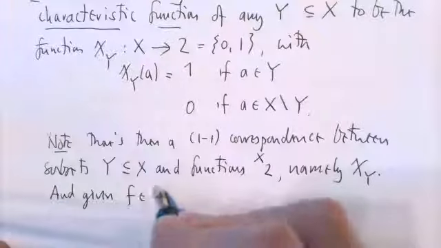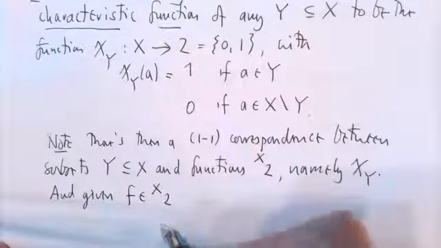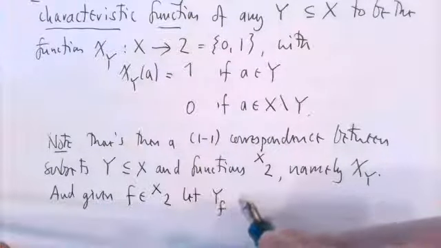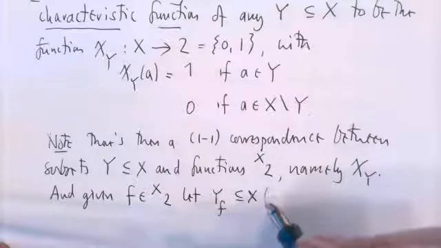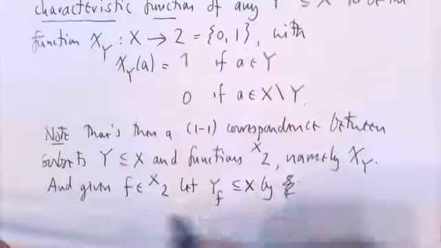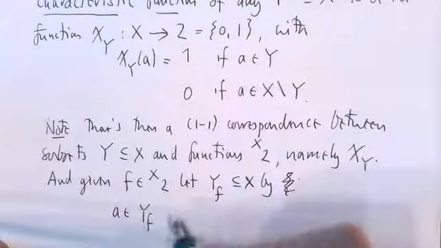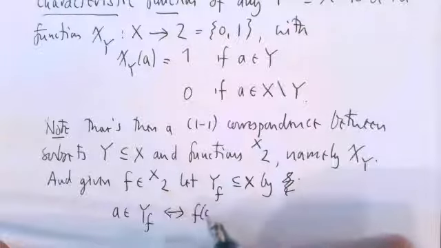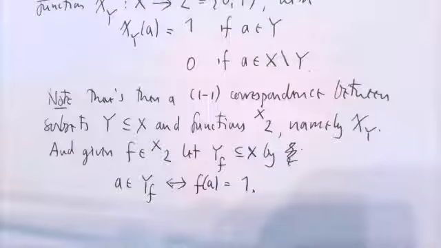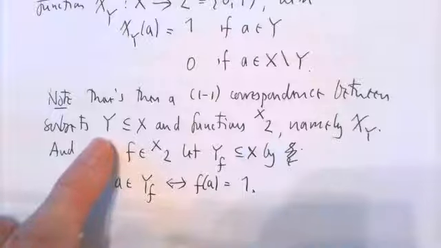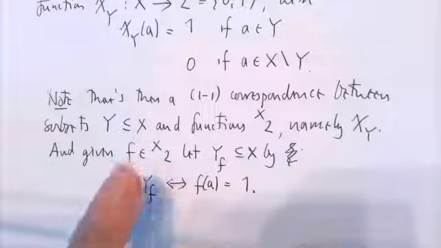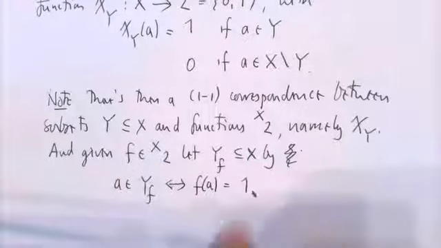And given any function here from X into 2, I could define some subset of X by a is in Y_f if and only if f of a equals 1. So this way I've got a one-to-one correspondence between subsets of X and functions into 2, and a function into 2 into subsets of X.